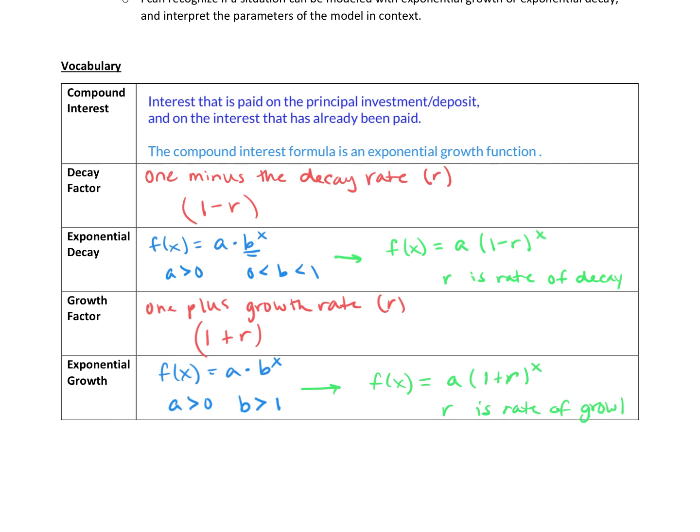All right, so let's take a look at some examples.